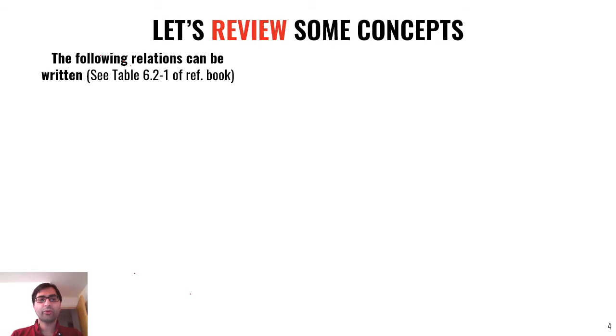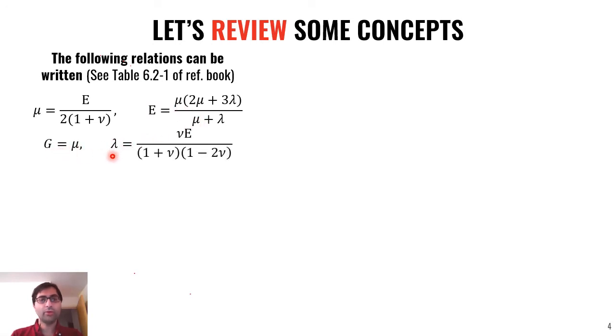Okay, now let's review some concepts. The following relation can be written. Mu is related to E, Young modulus, and nu, Poisson ratio. The same, E can be related to mu and lambda. G is mu, and lambda can be found based on nu and E, and also nu can be found based on lambda and mu. There's a full list in table 6.2-1 in the main reference book of the course.